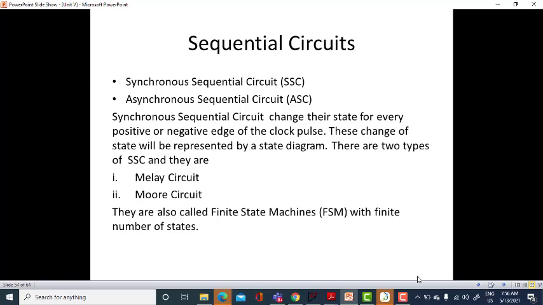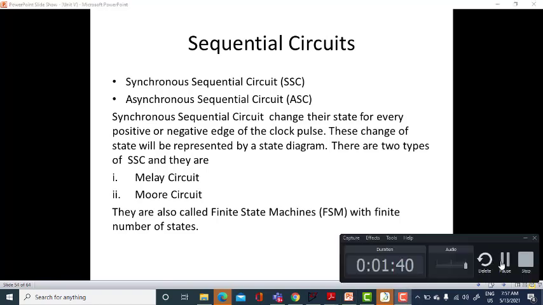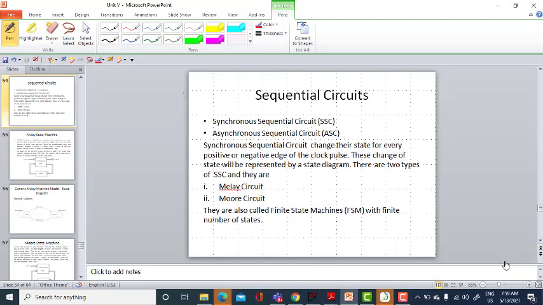As I said already, you have an input to the circuit. So a synchronous sequential circuit will change the state for every positive and negative edge of the clock pulse. For example, I can have a sequential circuit, you have an input for the circuit, and you will be having a clock to the circuit, and you will be having the previous state given to the input. The previous state is from the memory unit, so that will be connected to the circuit. And you will be having the output.